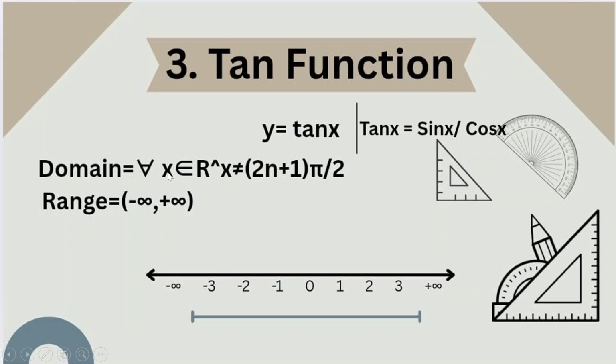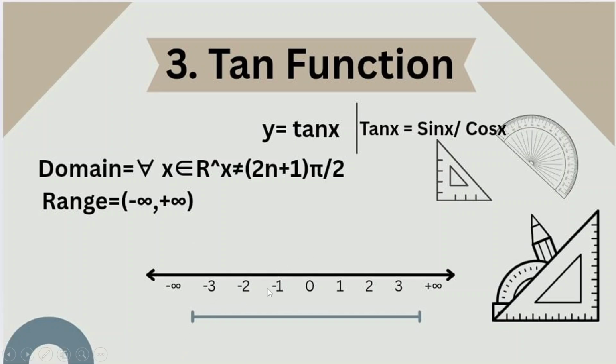So the domain includes the set of all real numbers where cos x is not equal to 0. We know that cos x is 0 at odd integral multiples of 90 degrees. So the domain of such functions includes the set of all real numbers where x does not belong to the odd integral multiples of 90 degrees. These odd integral multiples are represented by (2n plus 1) pi by 2. And the range of tan functions is from minus infinity up to positive infinity. It can give any value on the number line.